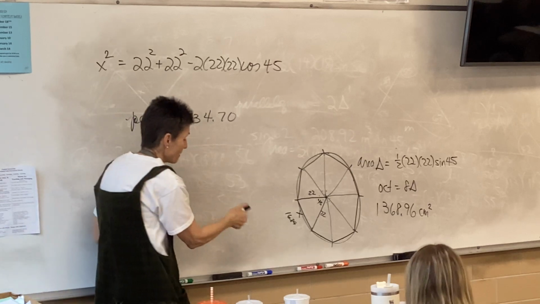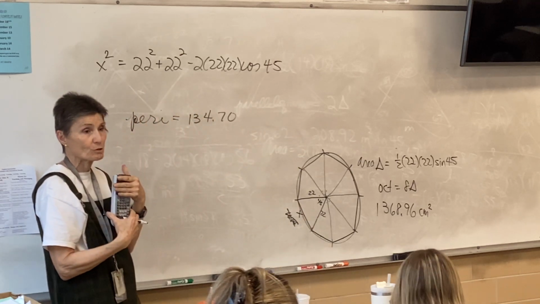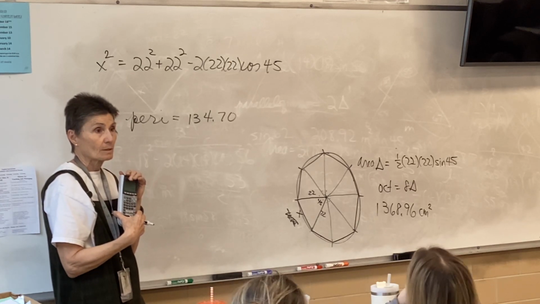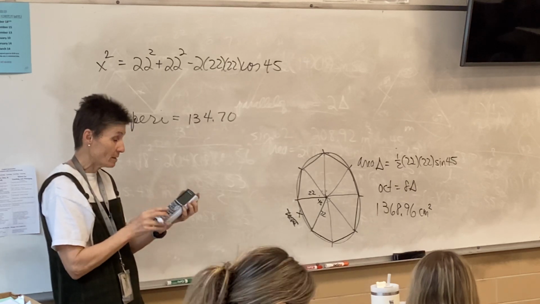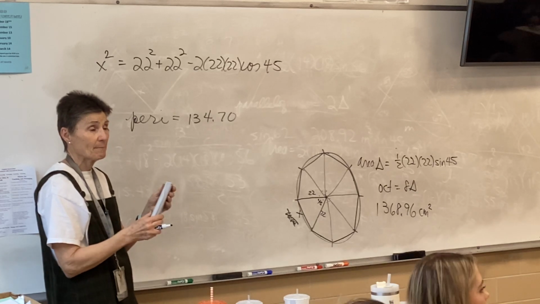So I wrote this number down, but I really don't want you to use that number. I want you to use what's on your calculator. Just hit times 8. Is that okay? Thank you for catching that, Avery and everyone else. Everybody clear on my mistake I made?